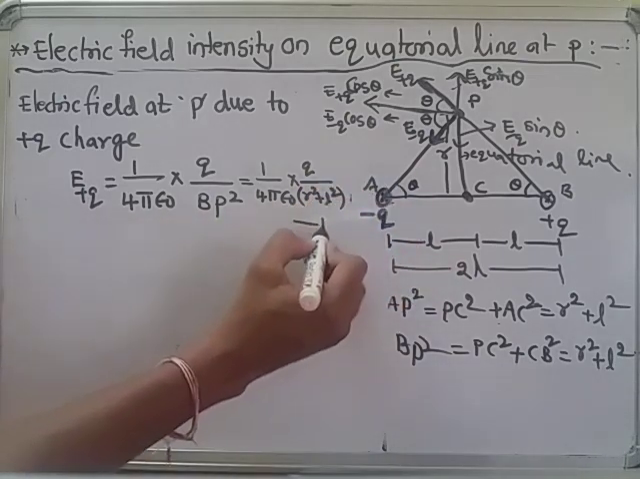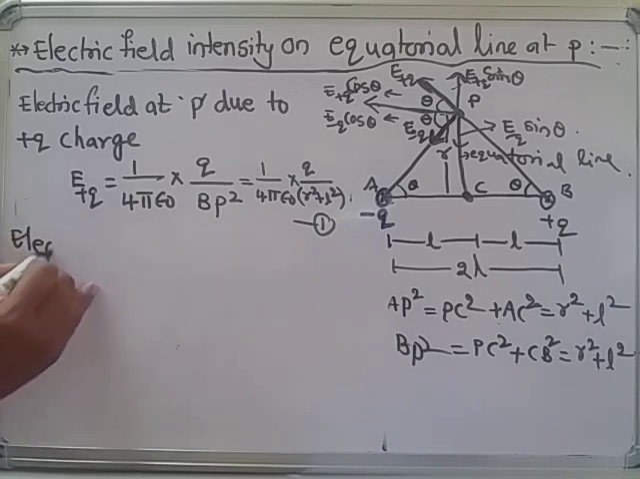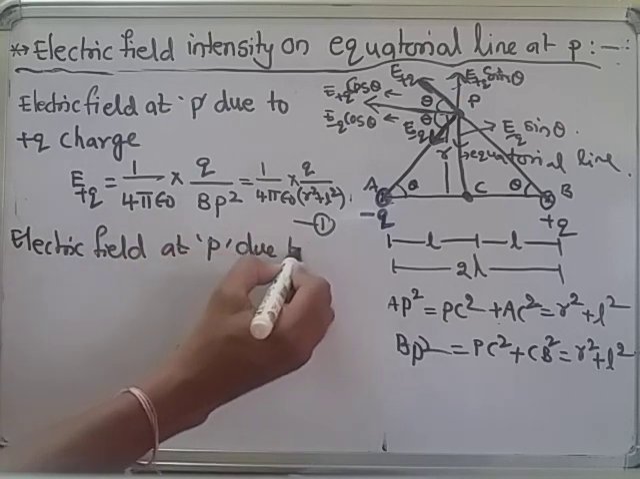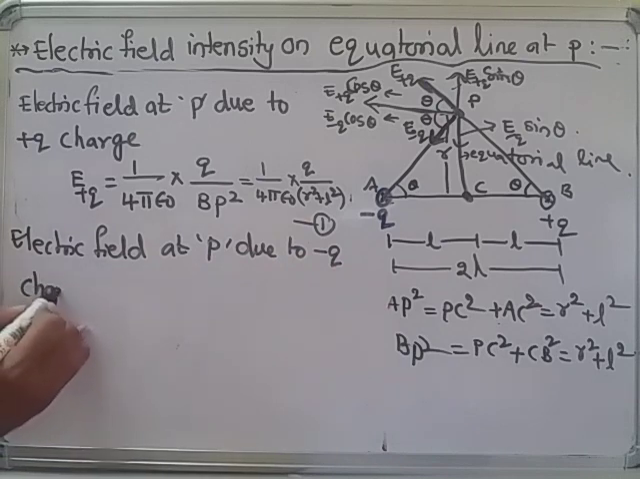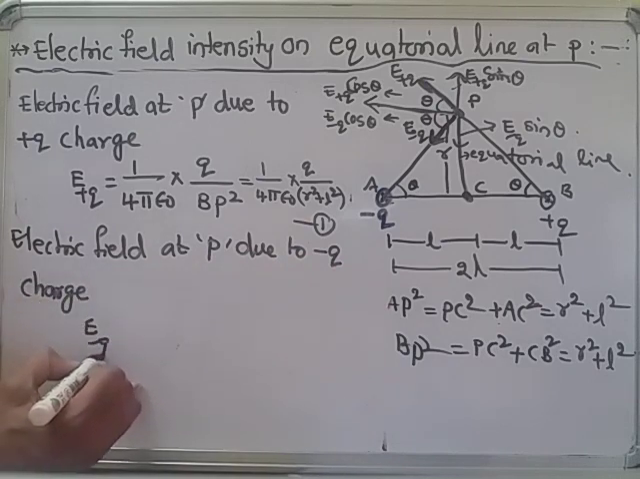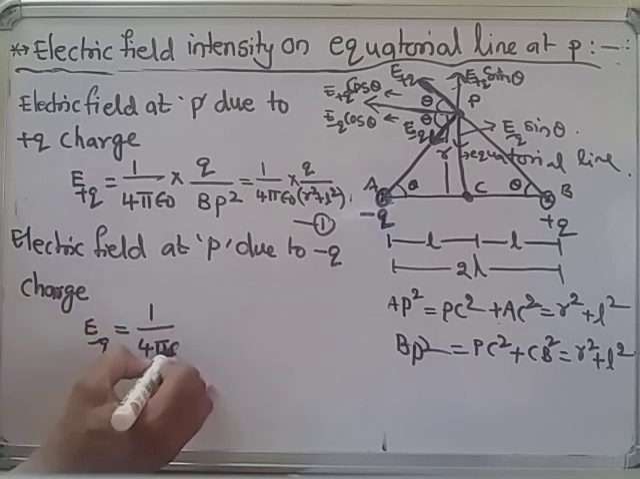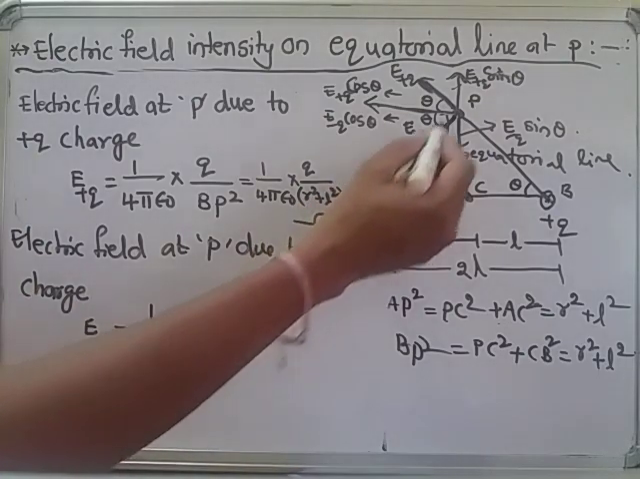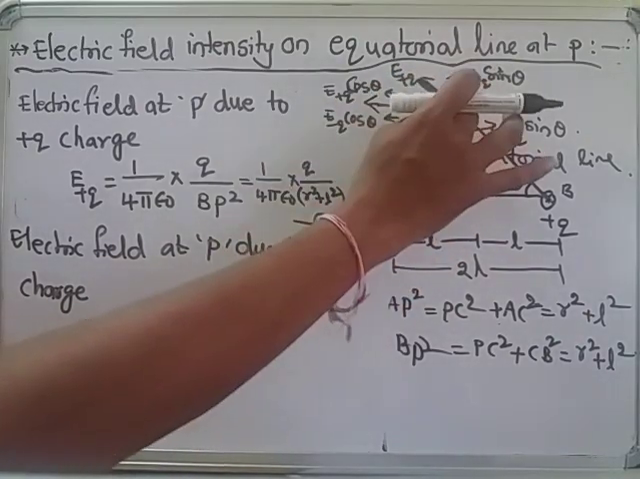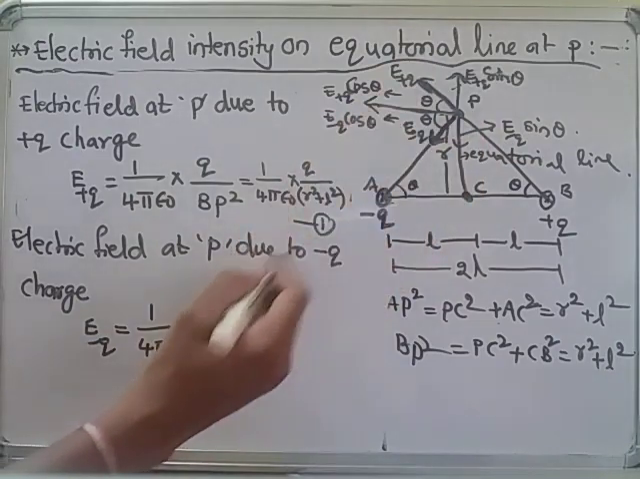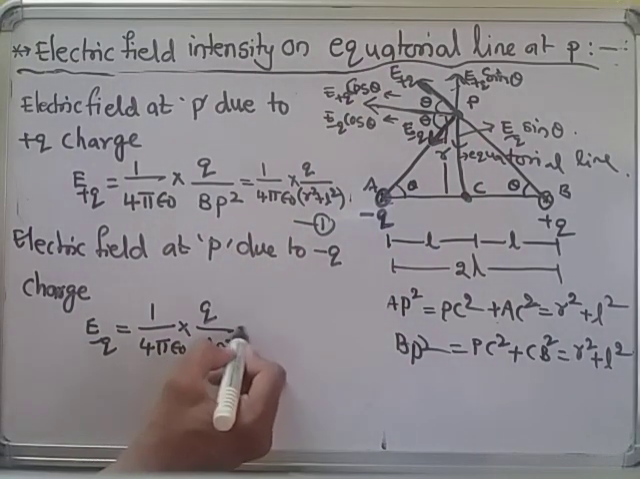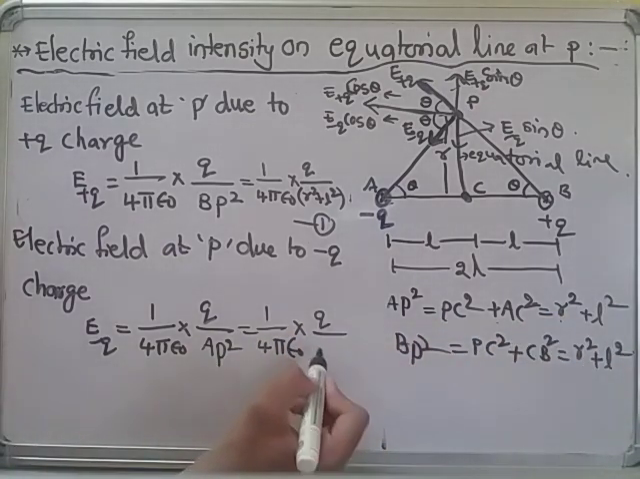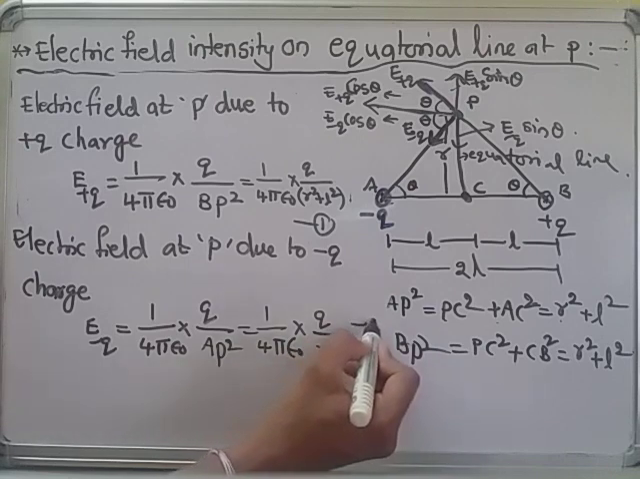And this is equation 1. Now I want the electric field at P due to minus Q charge, that I am taking as E minus Q. Its formula is 1 by 4 pi epsilon naught. Only the magnitude I am writing, that's why you should write only Q, you don't write minus Q, by the distance square. What is the distance of the minus Q charge from point P? That is AP. So it is 1 by 4 pi epsilon naught into Q by AP square, from the figure R square plus L square. This is equation 2.